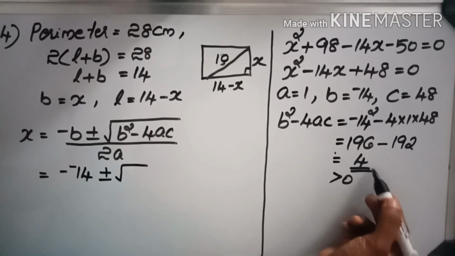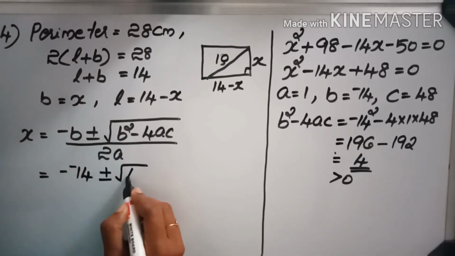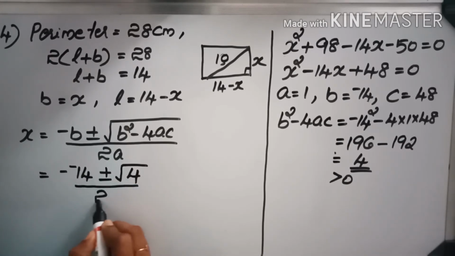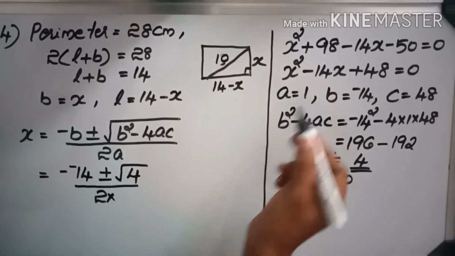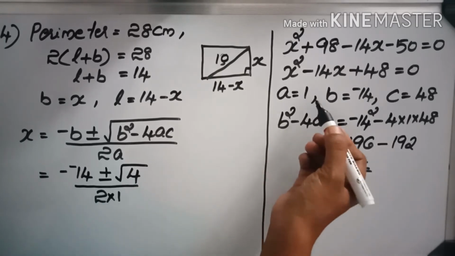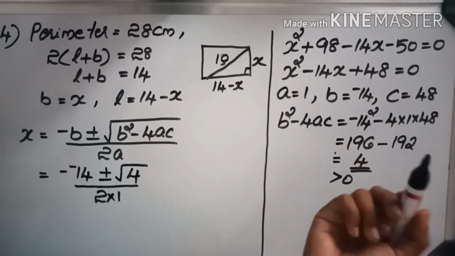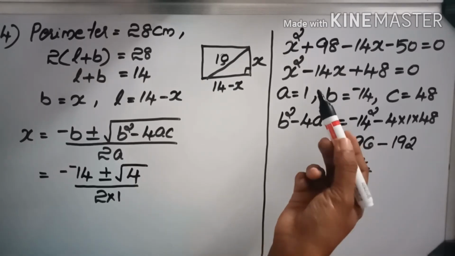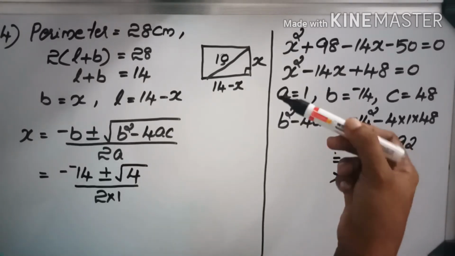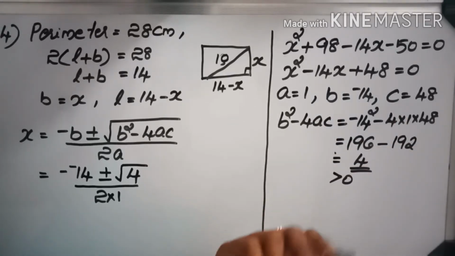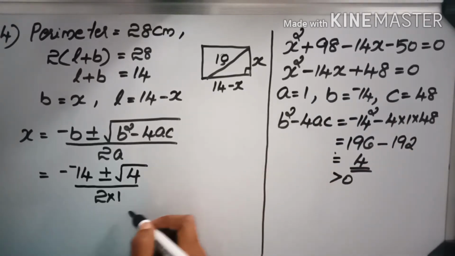Next, plus or minus root of b square minus 4ac, that we already found, we got the answer as 4. So instead of this we can write root 4, divided by 2a, that is 2 into a. a is 1. It is not compulsory that a will always be 1. Sometimes it will be other numbers. For this problem we could divide that number with 2, that's why we got it like this, but sometimes it may not be possible. So here 2 into 1.